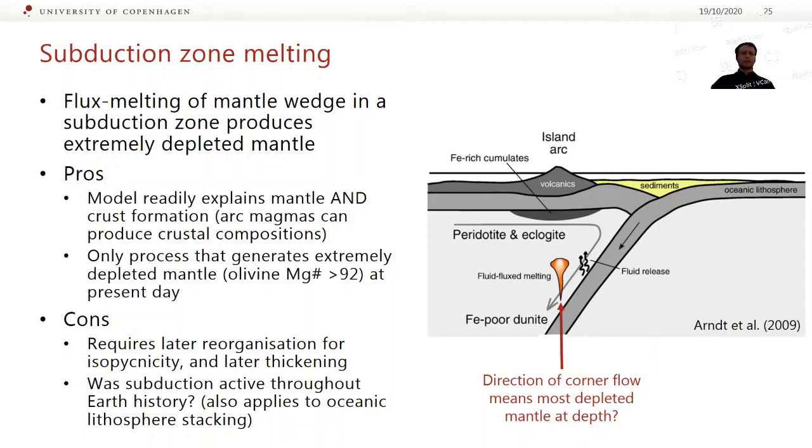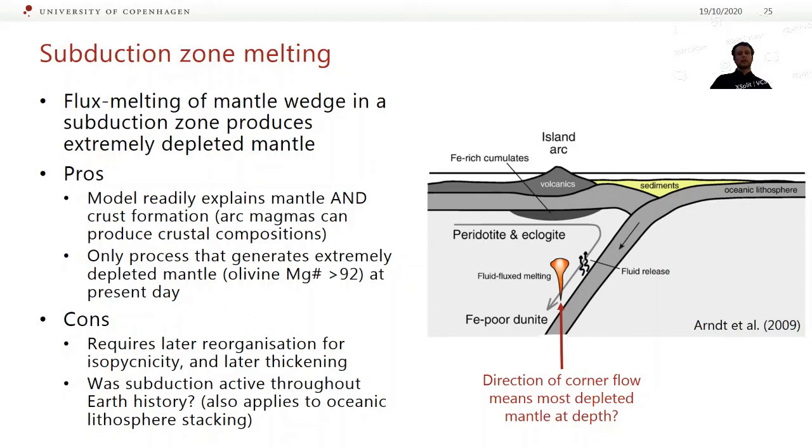So the pros here is that it readily explains the mantle and crust formation. Obviously, this doesn't need to be an issue if the crust and underlying mantle aren't related, but it's kind of like a nice, easy way of doing things. Because arc magmas produce compositions that are pretty similar to continental crust. So average compositions in a continental arc are andesitic, which is more or less the same as the average composition of the continental crust. It's also the only process that can generate extremely depleted mantle in the present day.